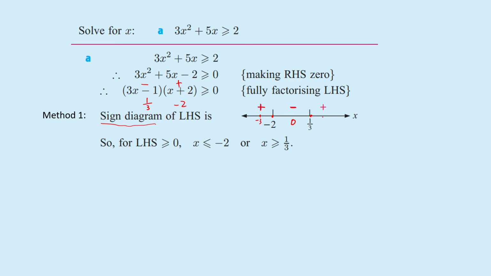And the last area, we can pick 1, for example. So this becomes positive. This is positive as well. Positive times positive is positive. So this area is positive. We want to know which area makes the value positive, greater than or equal to 0. So we pick this area and this area. So the solution is x smaller than or equal to -2, or greater than or equal to 1/3.